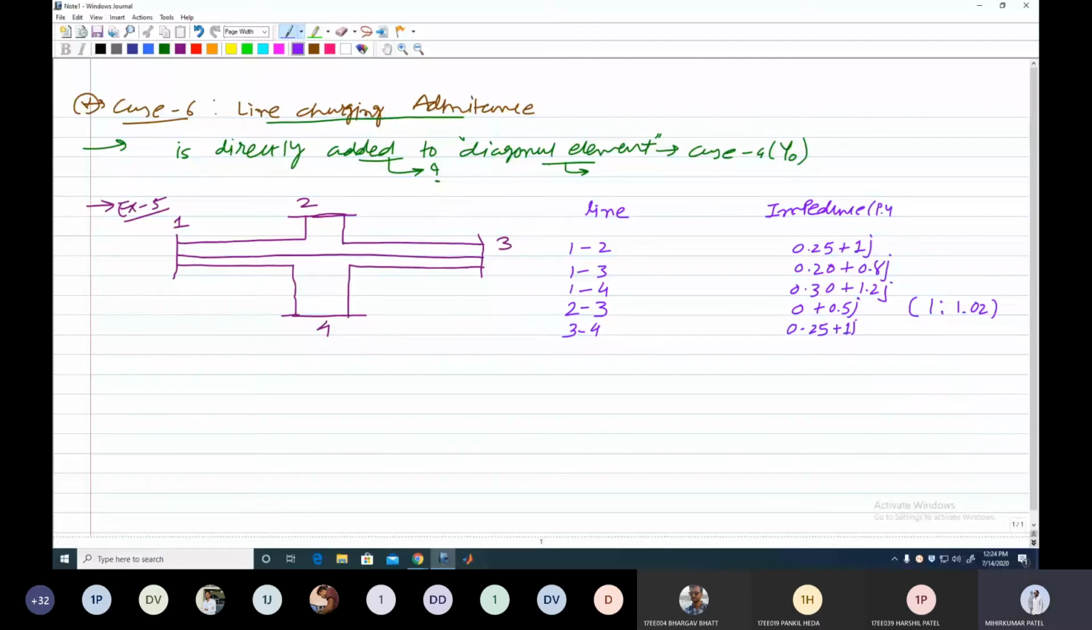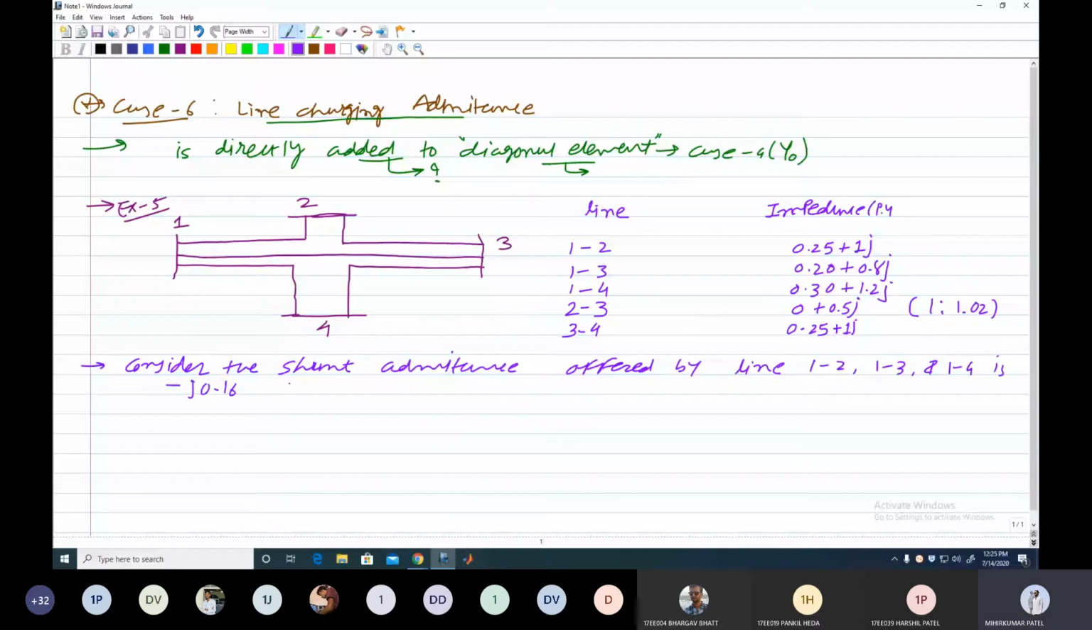One more thing is given: consider the shunt admittance offered by line number 1, 2, 1, 3 and 1, 4 is minus J 0.16. All these values are in per unit.